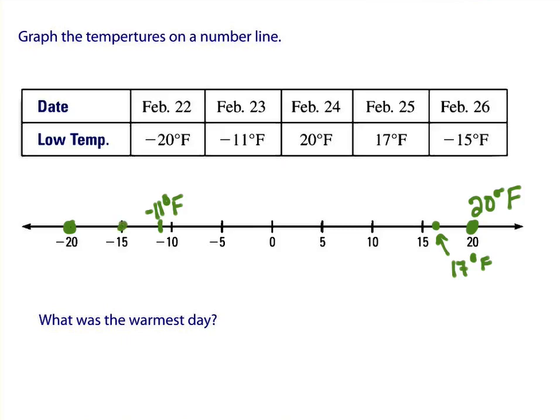So what is the warmest day? Well, the warmest day looks like it's going to happen whenever it is about 20 degrees out. Right here, there's the warmest day. And the day that happened is right here, February 24th.